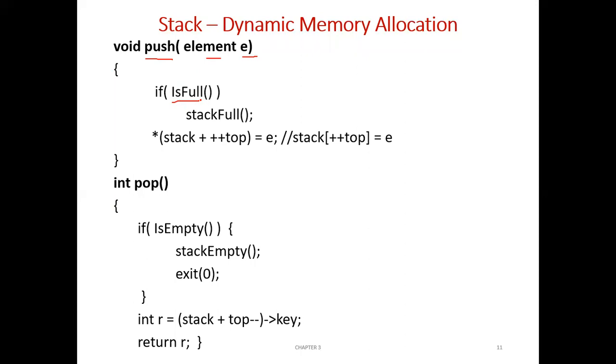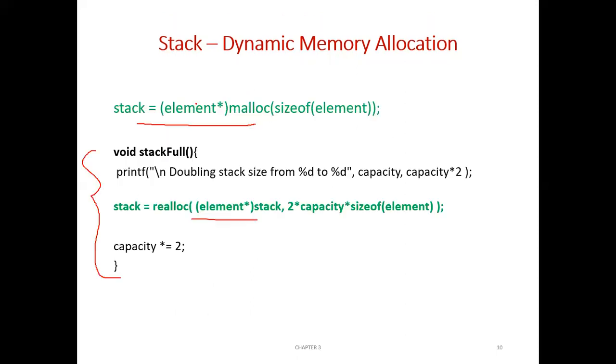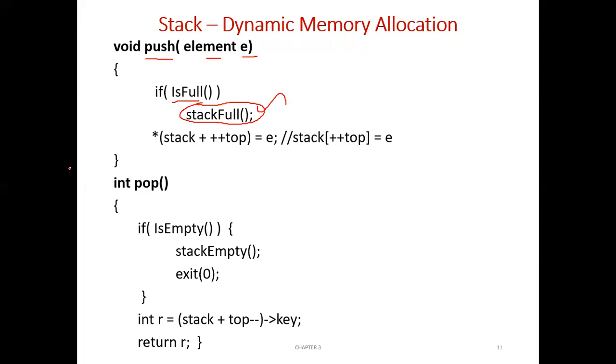Okay, so in is full, we just check whether the top is equal to capacity minus 1. That's it. Okay, there we used stack size, but here capacity is the one which represents the size of the stack. Okay, whether top is equal to capacity minus 1, then it means the stack is full. Whenever the stack is full, we make the stack grow. We dynamically ensure that the stack is grown by calling stack full, which is this. So once the stack is grown, then we perform the push operation. If the stack is not full, then directly we perform the push operation.